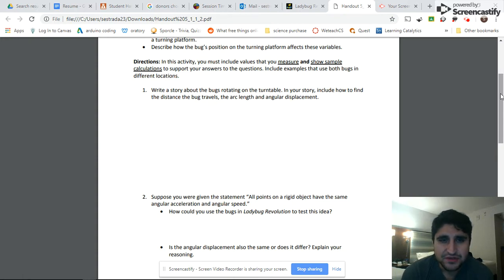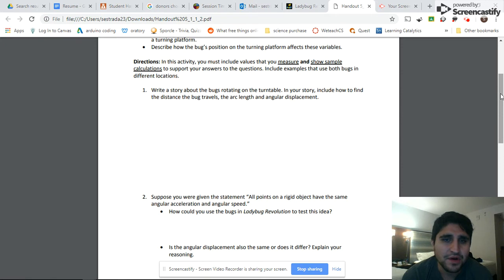Number 1, write a story about the bugs rotating on the turntable. In your story, include how to find the distance the bug travels, the arc length, and the angular displacement. So don't worry about the story right now. Let's just try to figure out how to find those two things.